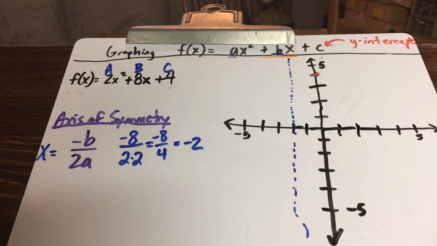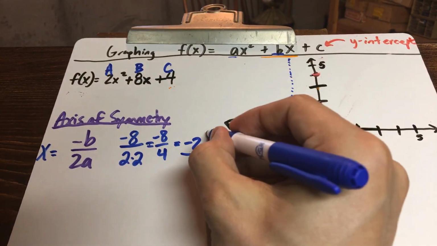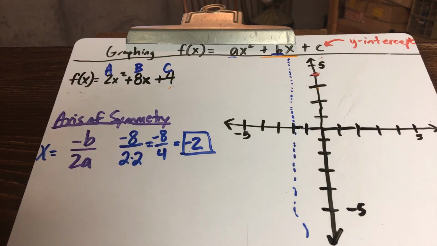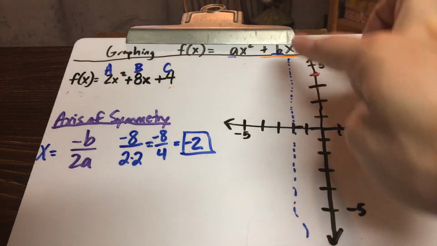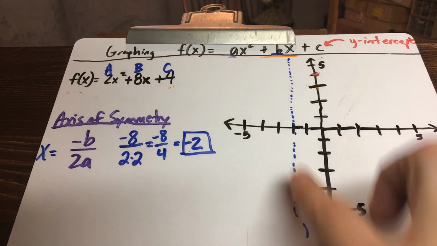So, step 1, you find the axis of symmetry. Boom, we did it right here, negative 2. Now, how do you find where you put the dot on this line, right? This is the line of x equals negative 2.